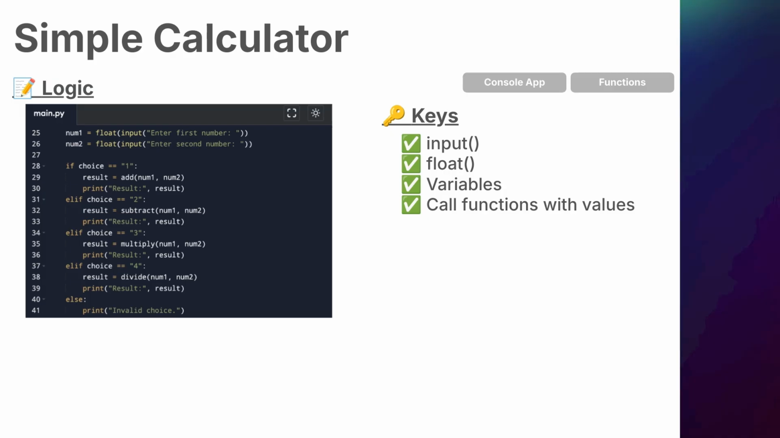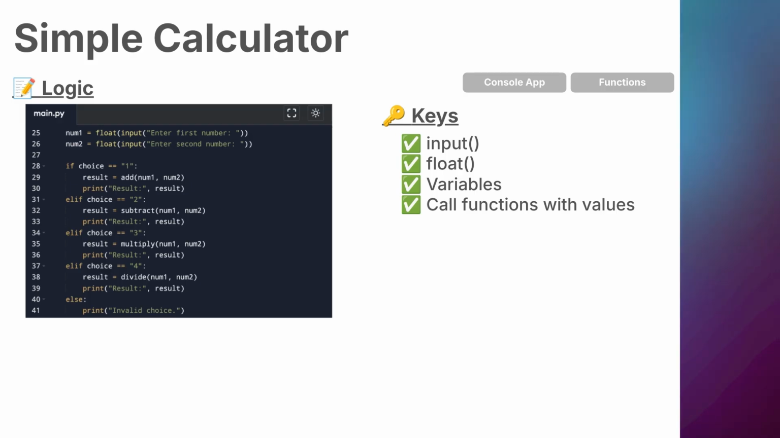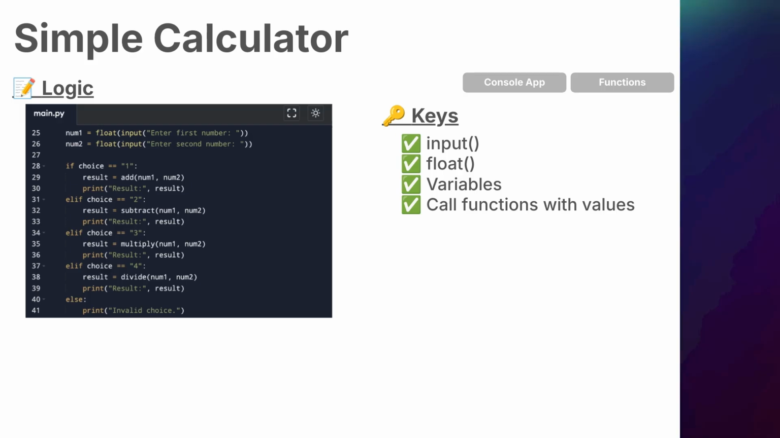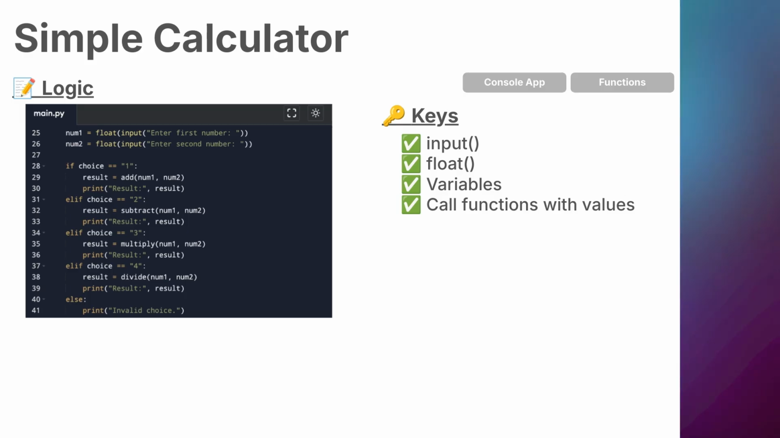By combining these pieces, you now have a small but complete flow. You ask for input, you convert it to numbers, you store them in variables, you call the right function depending on the menu choice, and you show the result. This is how the functions you wrote earlier become a working calculator when tied to real input and output.